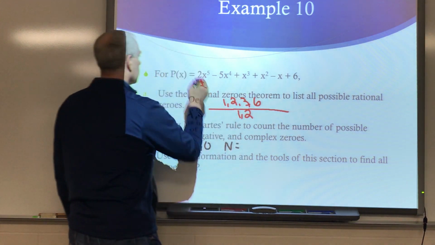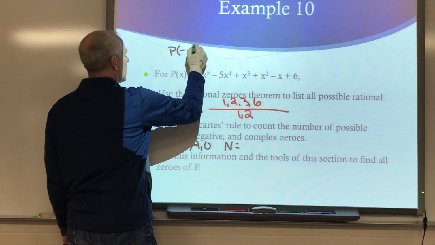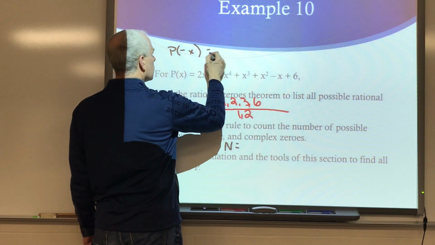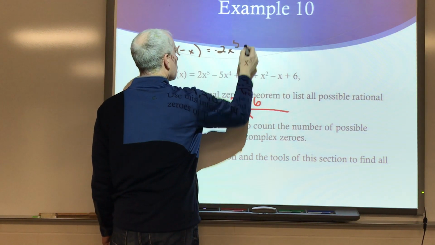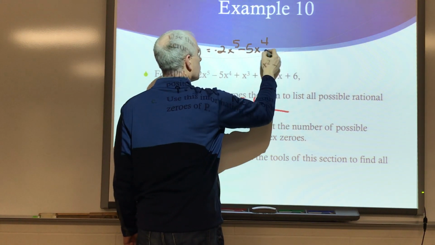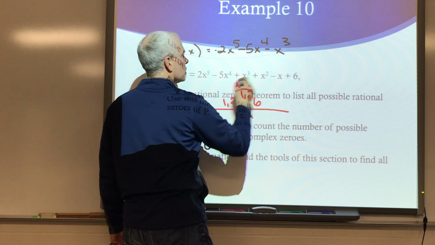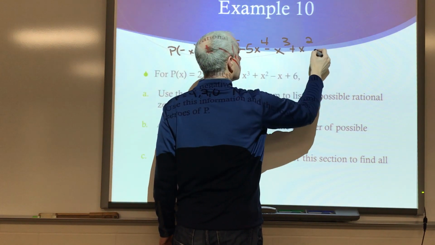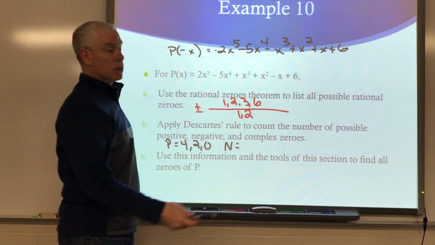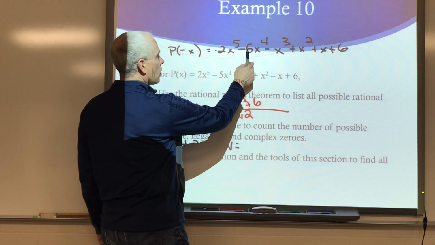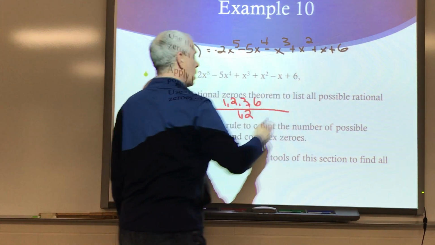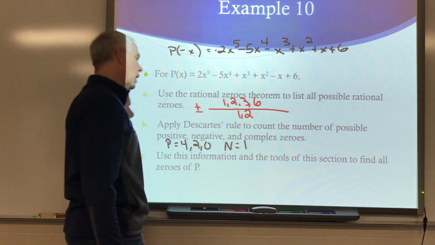Negatives. Let's look at p of negative x for a second here. Okay? So that's going to be negative 2x to the 5th. The even powered ones will stay the same, and the odd powered ones will change signs ultimately, you guys. Okay? So that's p of negative x. Let's count our sign changes here. So negative to a negative, nope, to a negative, nope, to a positive, there's 1, but then they're all positive after that. So there's only one possible negative one.